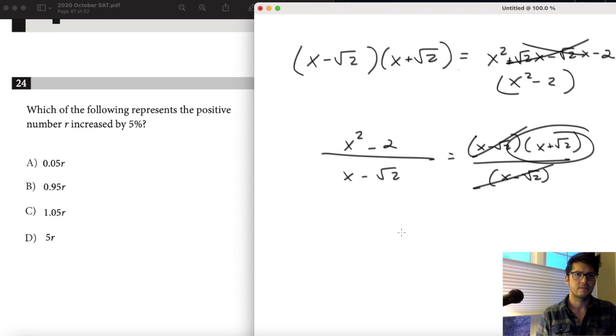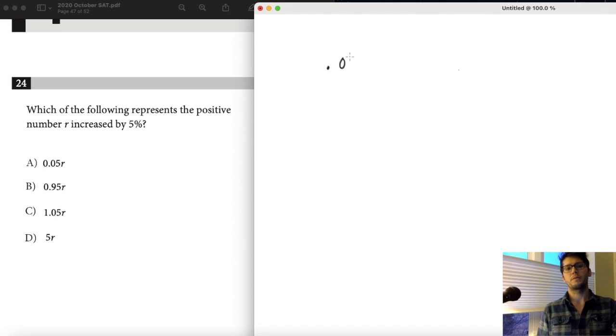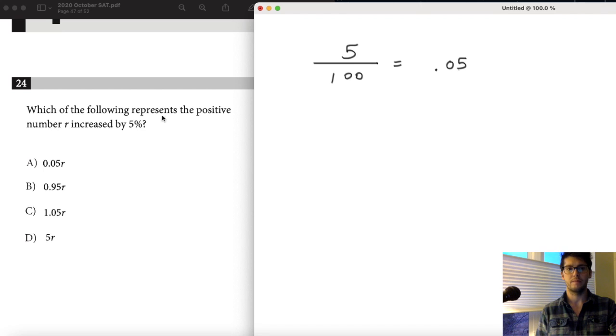24. Which of the following represents the positive number r increased by 5%? Here's the way to think about percent. Let's just talk about what percent really means. Per is division, cent is 100. 5% is 5 over 100, which is equal to 0.05. But r increased by 5% would be r plus 0.05 times r. That's 5% of r.